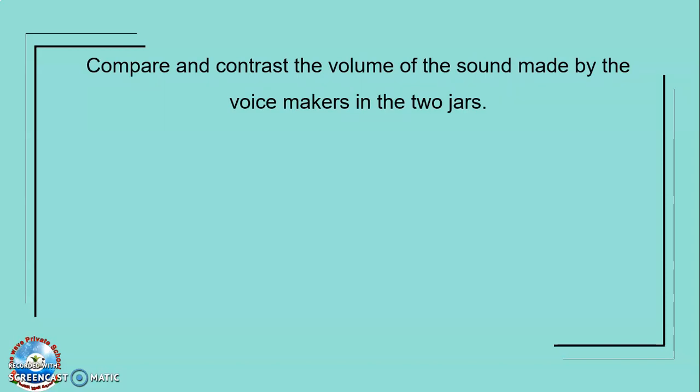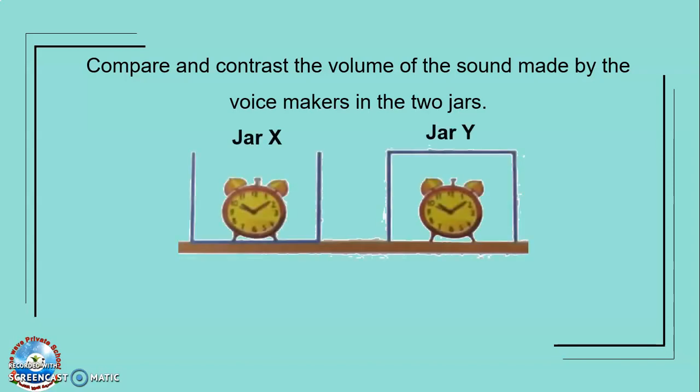Compare and contrast the volume of the sound made by the noisemakers in the two jars. Here, you can see two identical jars and two identical noisemakers, such as alarm clocks. Place one noisemaker inside jar X with the jar's opening facing the ceiling. Cover the other noisemaker in jar Y as shown by placing the jar over it. Okay, students?